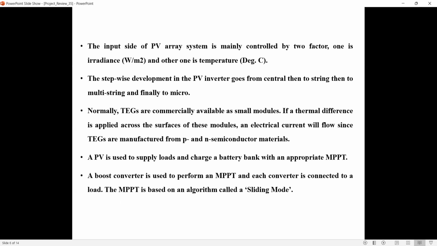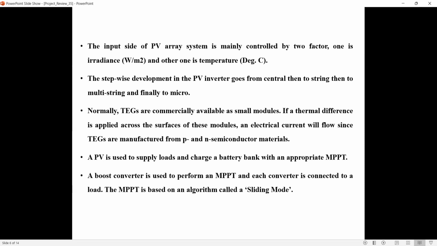The input side of the PV array is mainly controlled by two factors. One is irradiance and the other is temperature. The stepwise development in the PV inverter goes from central, then to string, then to multi-string, and finally micro. Normally, TEGs are commercially available as small modules. If a thermal difference is applied across the surface of these modules, an electrical current will flow, since TEGs are manufactured from P and N semiconductor material.